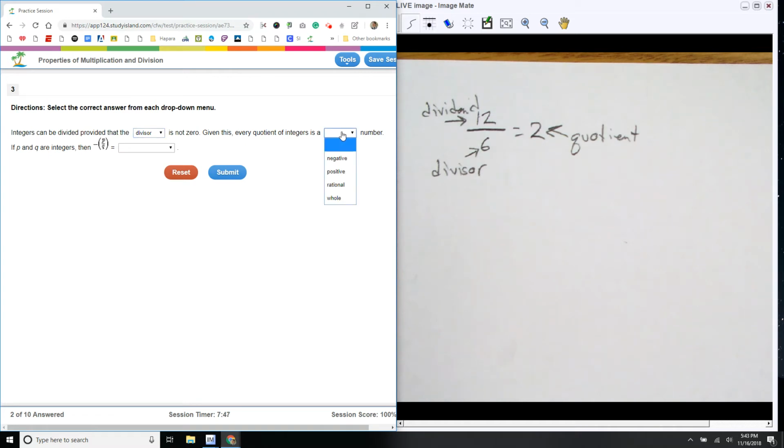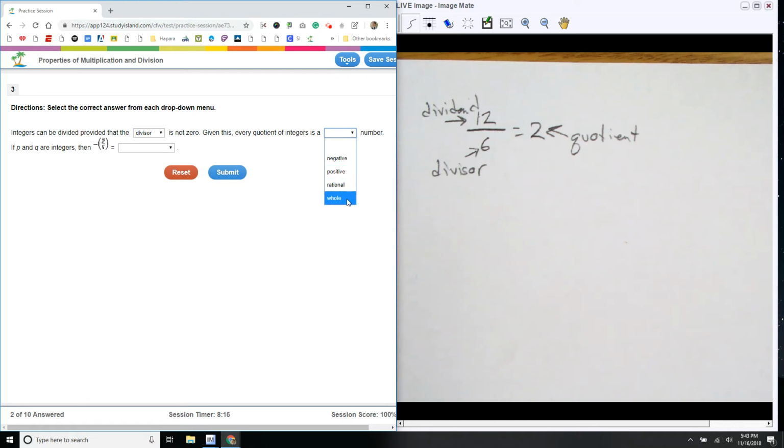Given this, every quotient of integers is a what? Negative, positive, rational, or whole number. Well, integers can be positive or negative. So if you have two positives, then the answer is positive. But if you have a positive and a negative, the answer is negative. If you have two negatives, the answer is positive. So it could be one or the other, but it can't be both at the same time. So we can't say it's always negative or always positive.